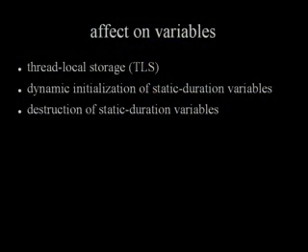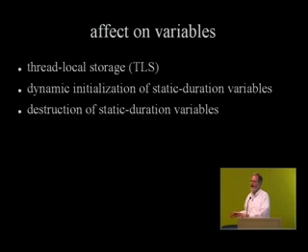So the next thing is that we have these variables, and in this multi-threaded world, what happens to the variables? We've got three major areas. The first is thread local storage. Question earlier, we are introducing thread local storage. We also have to address the dynamic initialization of static duration variables, i.e. global variables and function local statics. And we also have to address the destruction of those variables.